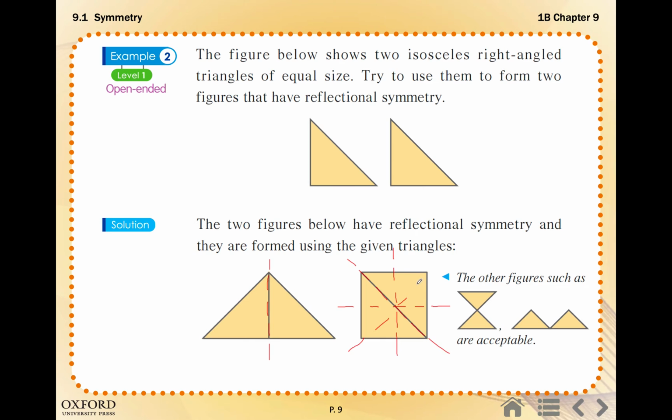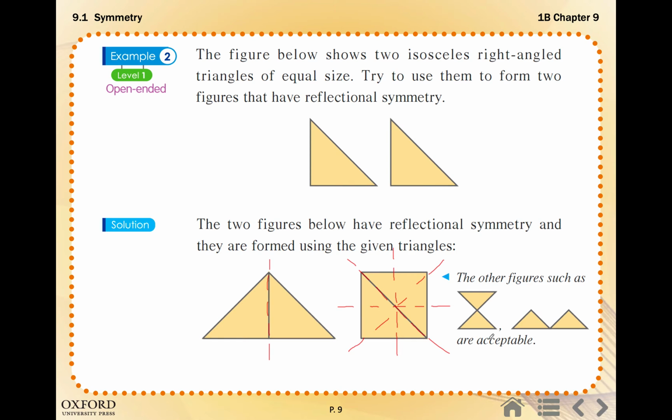Actually, there are 4 axes of symmetry, but I don't care about how many axes of symmetry there are here. I just want to form the figure to have reflectional symmetry. So these 2 are the possible answers.